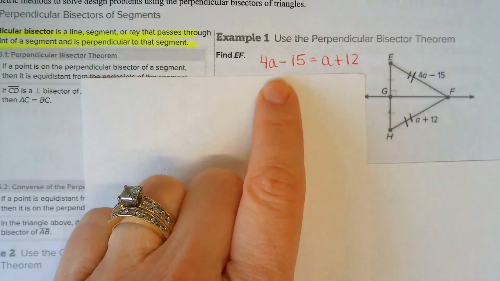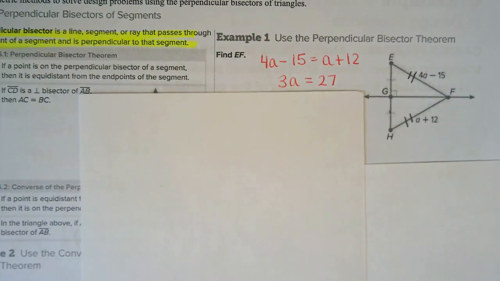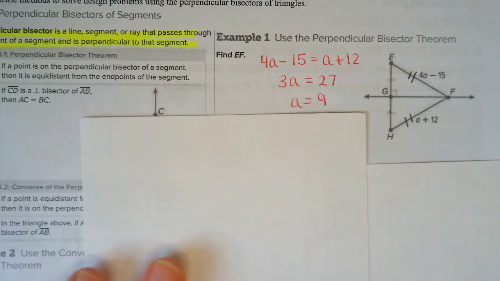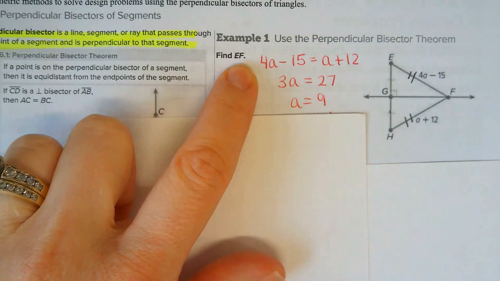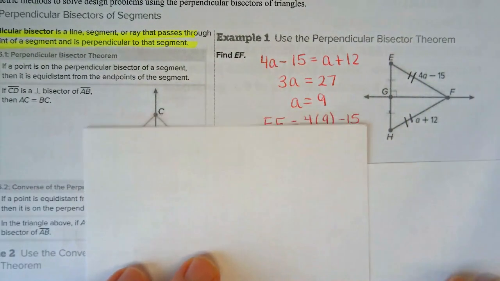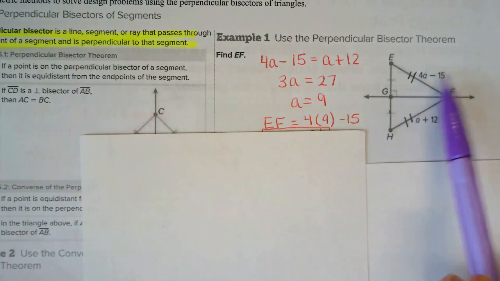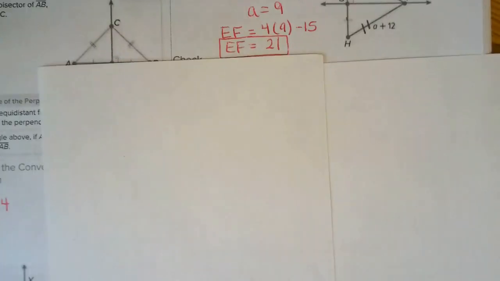So I minused my 1a, I added my 15, so I got 3a equal to 27, and then I divided by 3. Always in geometry, go back and reread the question. It wants EF, so therefore to find the length of EF, I'm going to plug back in. So I'm going to do 4 times 9 and then minus 15, so my answer will be 21. Pause the video and try the check question.